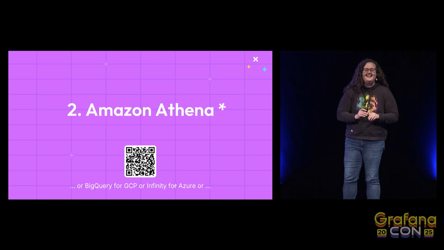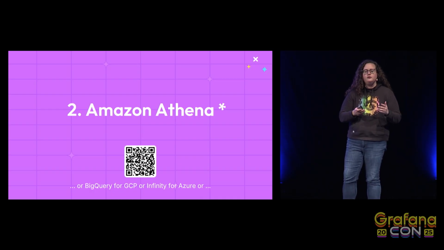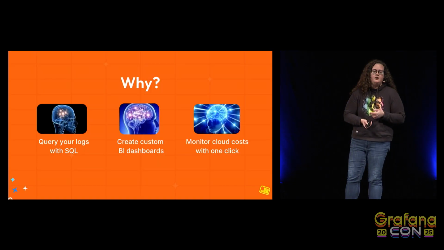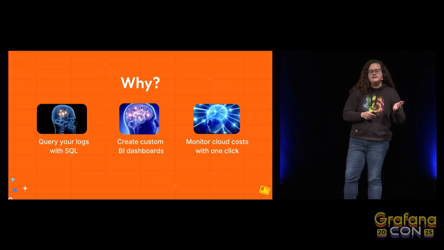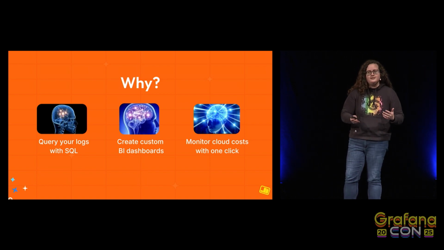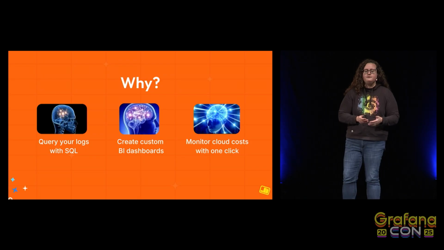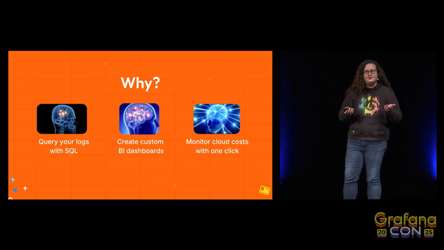All right. Next up on my list of cool data sources to install after this talk is Amazon Athena, or really any plugin that would let you monitor your particular cloud provider's costs. So why Athena? Well, Athena lets you write SQL queries against data stored in S3. So it's very flexible and powerful. There's lots you could do with it. For example, a lot of folks like to use Athena to query their logs with SQL. Querying logs with SQL is often just easier.